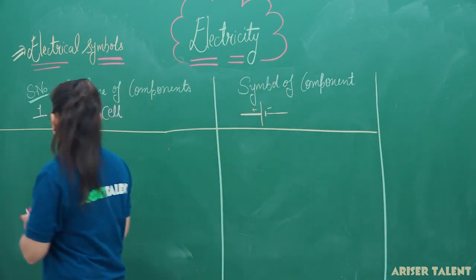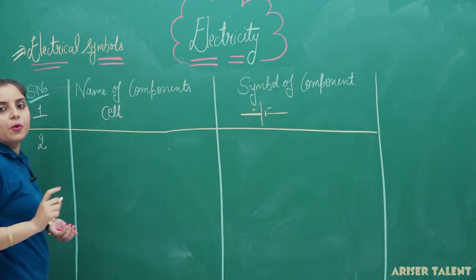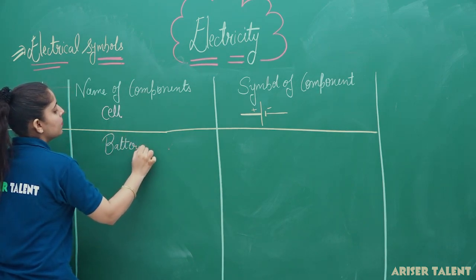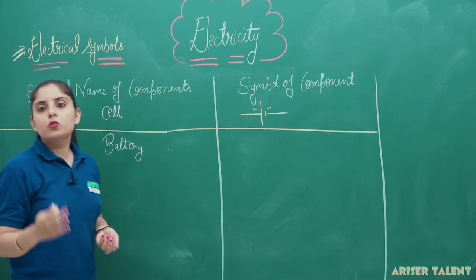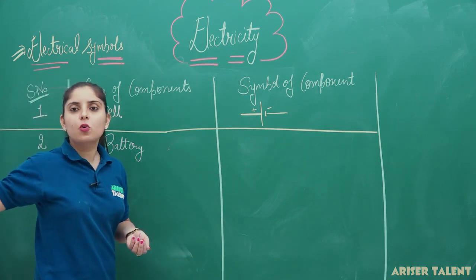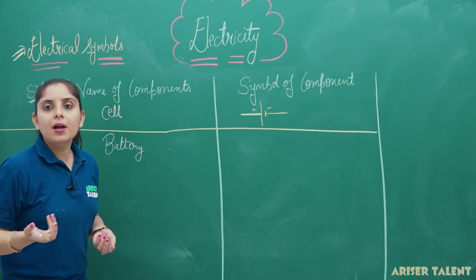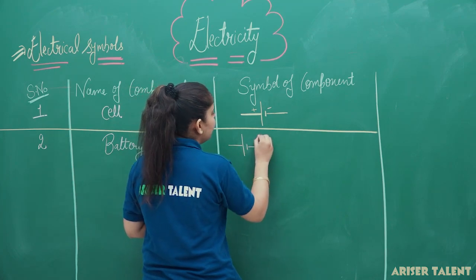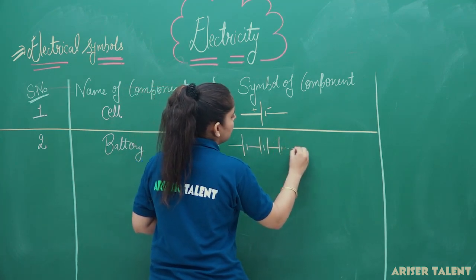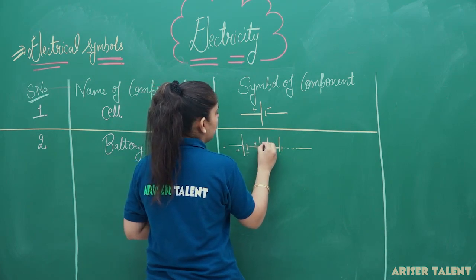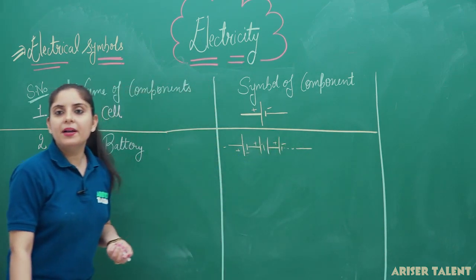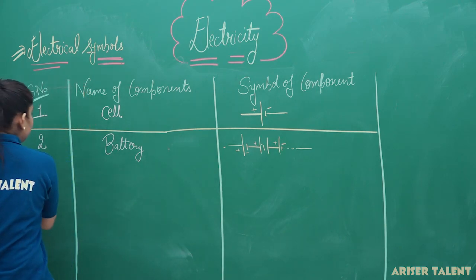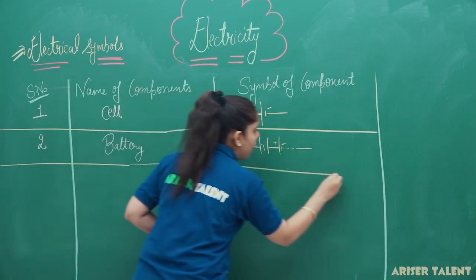Now, what will be our next component? The next component we have is a battery. Now, what will the symbol of a battery be? A battery is a combination of cells. It means if we connect many cells in a line, they will form a battery. So what will be the symbol of the battery? It will be like this. This will be the symbol for battery. It means many cells are connected together. So this will be our second component.